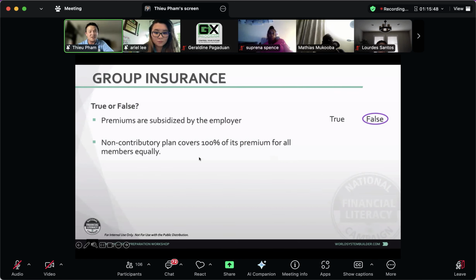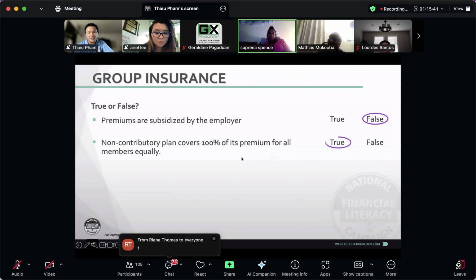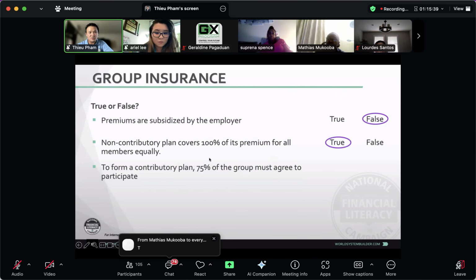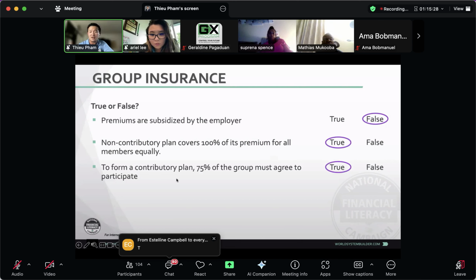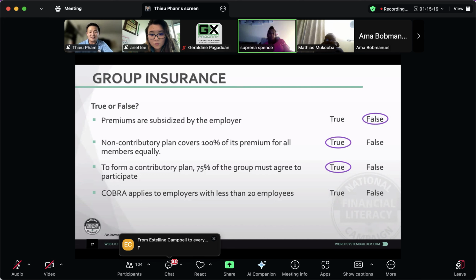Non-contributory plan covers 100% of its premium for all members equally. True. Yeah, this is definitely true. And then, to form a contributory plan, 75% of the group must agree to participate. True. Definitely on the test, I guarantee you they'll ask this. So make sure you know the difference, okay? COBRA applies to employers with less than 20 employees. False. Remember, it has to be 20 or more employees.